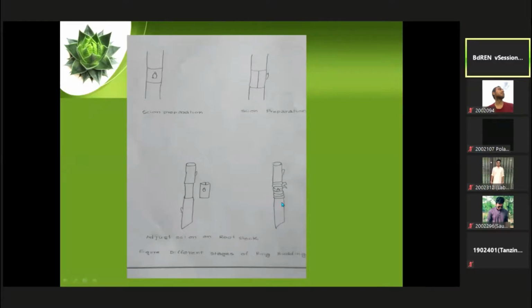Sir, I have a question. Okay, ask. Sir, in this case, what about the cambium? Very good, and I appreciate your question, because this question is the most important aspect of this experiment. So listen carefully. How do the scion and stalk join together in case of budding and grafting? The joining of scion and stalk in budding and grafting is similar.